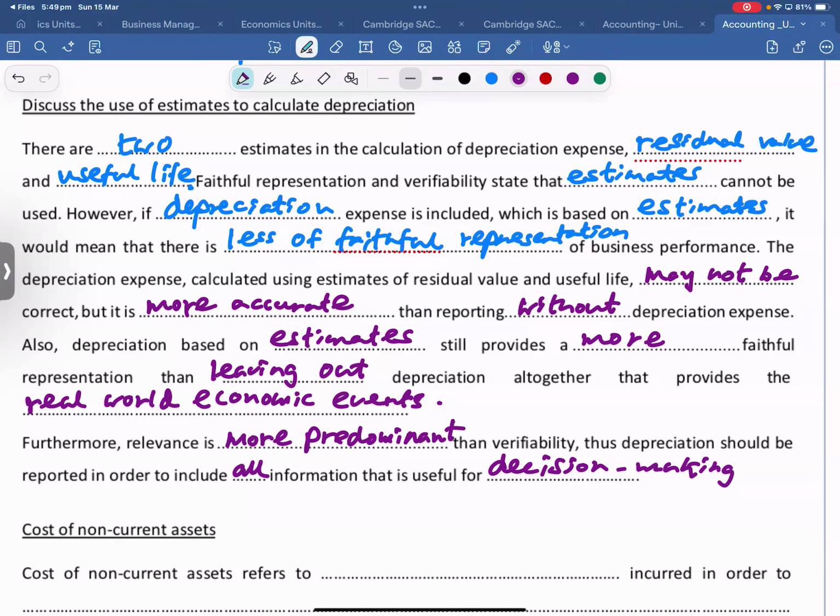However, there is another part in faithful representation that says you have to report the real world economic event. So to do that, we have to use the estimates anyway. And on the other hand, guys, I have written that relevance is more predominant than verifiability. So regardless, we have to basically listen to the law.